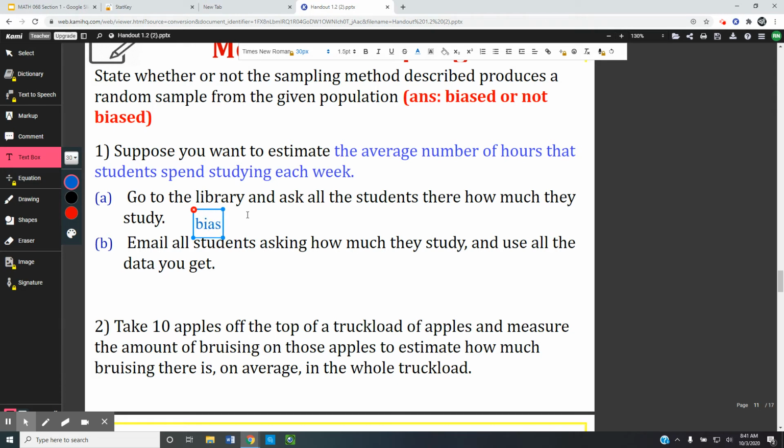If you want to talk to people about their study habits and find out how much people really study, you need to find a population to draw your sample from that doesn't just include those who are studying. You email all students and you ask them how much they study, and you use all the data that you get. Well, you emailed them, you allowed them to answer yes or no, you gave them that choice, and therefore you have a bias situation.